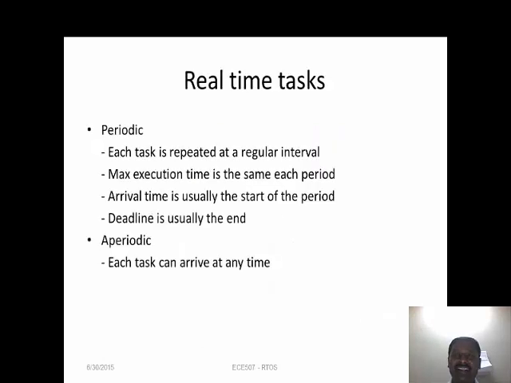And then next, what is a real-time task about? It has to be periodic, so each task is repeated at regular intervals of time. The maximum execution time might be the same or different, depending on the scheduler that we are going to use. Arrival time is usually at the start of the period of each task. We are going to see this. Deadline is usually at the end. What if it's an aperiodic task? It indicates primarily that it can come at any point of time and leave at any point of time.